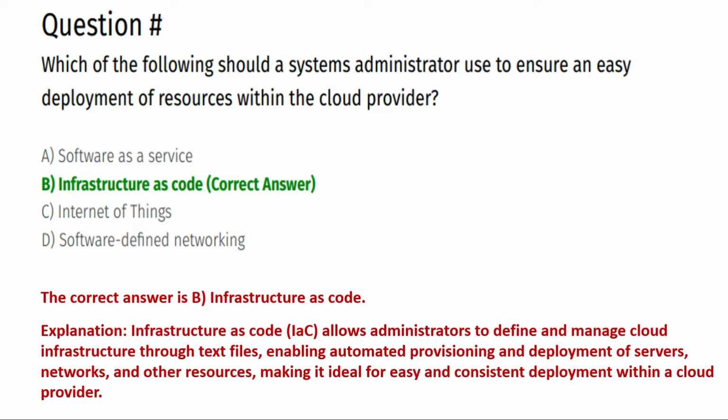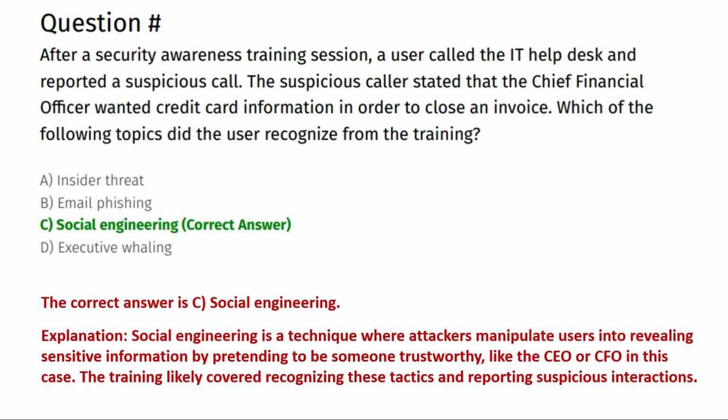So let's move to the next question. The next question is: after a security awareness training session, a user called the IT helpdesk and reported a suspicious call. The suspicious caller stated that the chief financial officer wanted credit card information in order to close an invoice. Which of the following topics did the user recognize from the training? Option A, insider threat. Option B, email phishing. Option C, social engineering. Option D, executive whaling. And the correct answer for this question is option C, social engineering. So let's check the explanation.